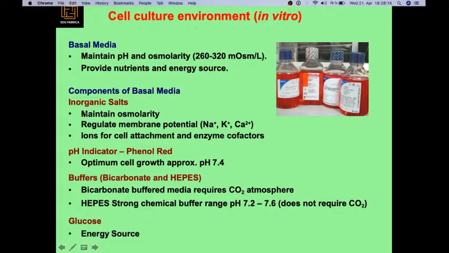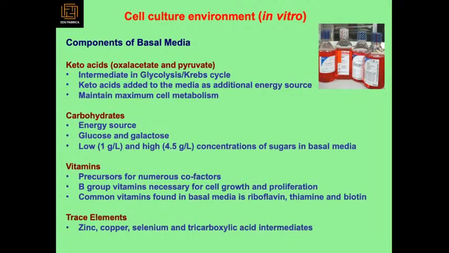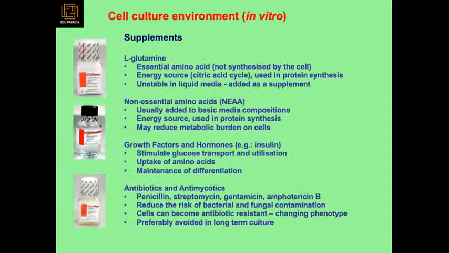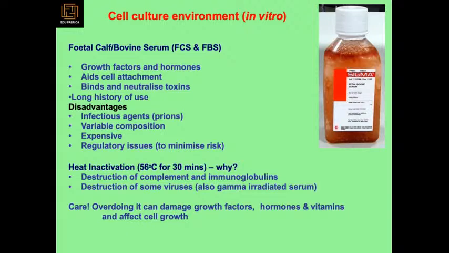So that's why inorganic salts, pH indicator, buffers, glucose, keto acids, carbohydrates, vitamins, trace elements are already put in. If you check the recipe, the ingredients of that media will be there. Then on top, we add supplements like glutamine and EAA, growth factors, antibiotics. We also add FCS and FBS, which is fetal calf or bovine serum, which acts as a growth factor and hormones, aids cell attachment, neutralizes toxins, and has been used quite a number of times before.